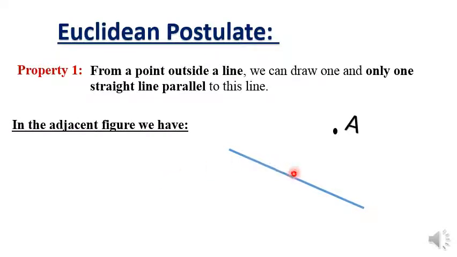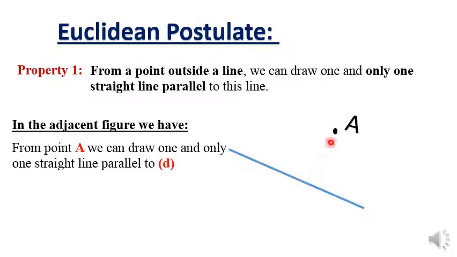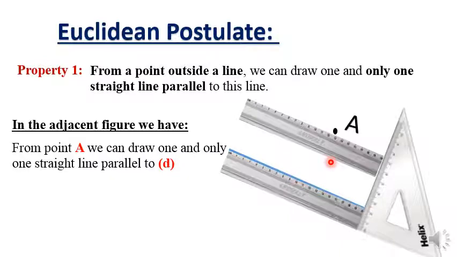In the adjacent figure, we have a line and a point A which is outside the line. I want to draw a parallel line passing through this point to the blue line. How many parallel lines can I draw? From a point A outside a line, we can draw one and only one parallel line to this line. If I draw another one, it will coincide with this red line. So, through a point outside a line, I can draw one and only one parallel line to this line.